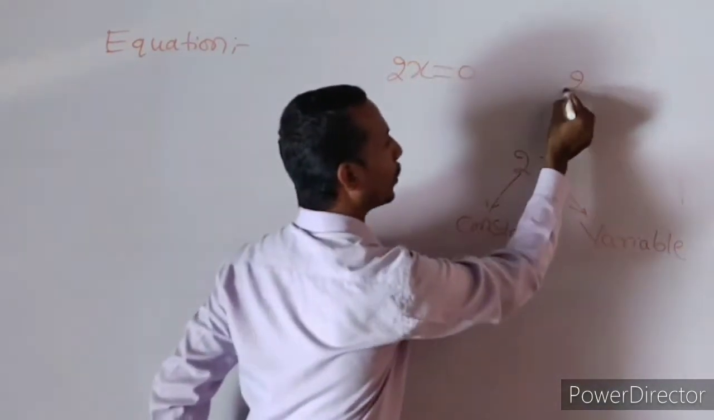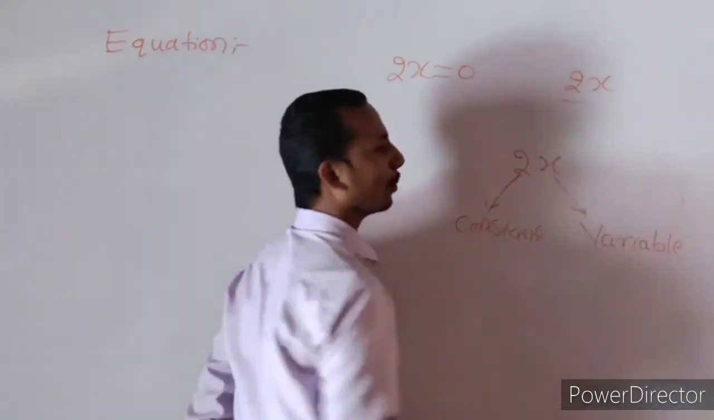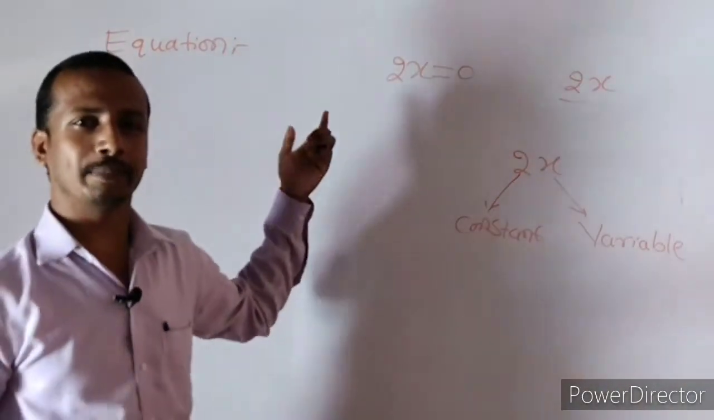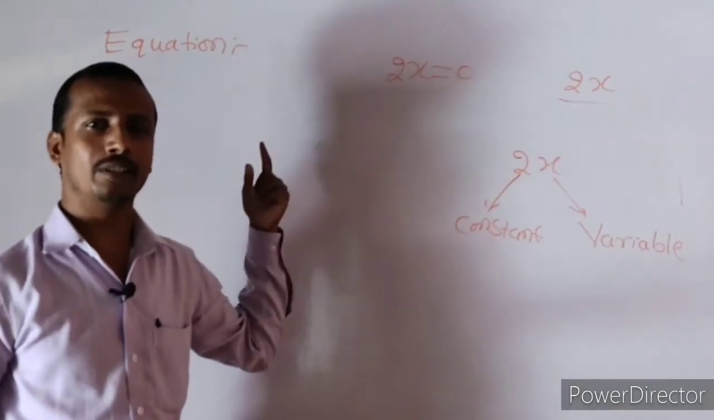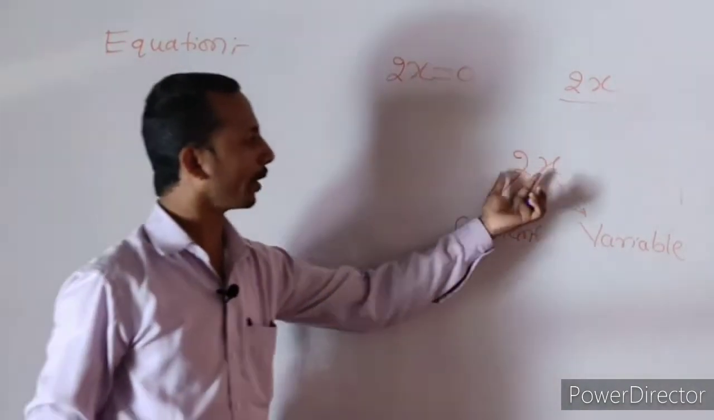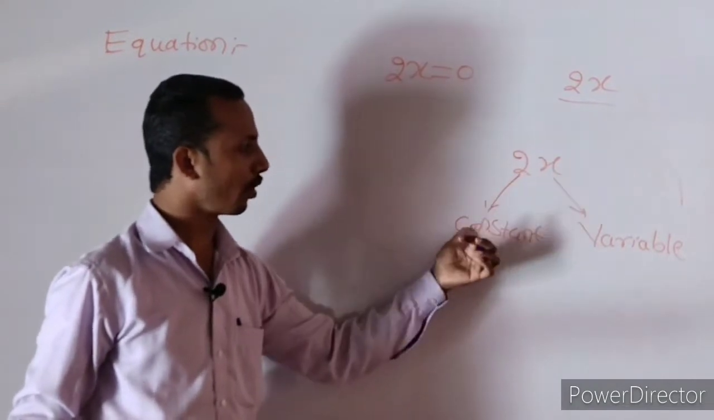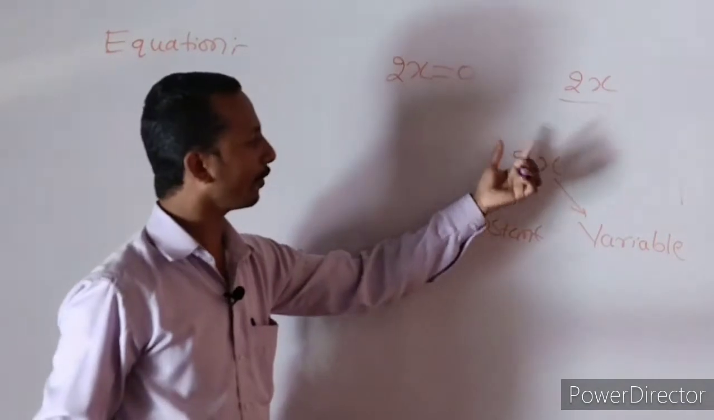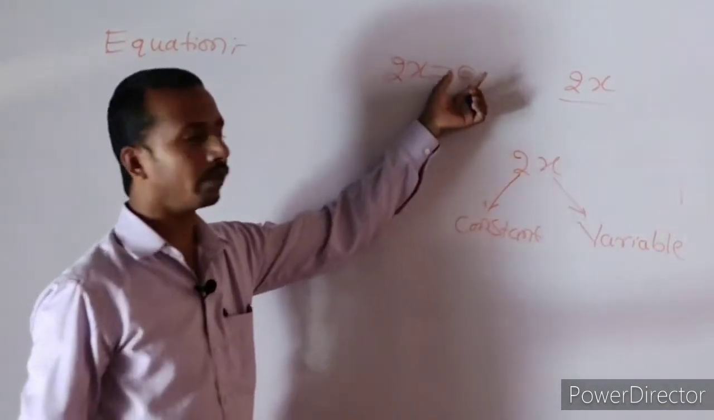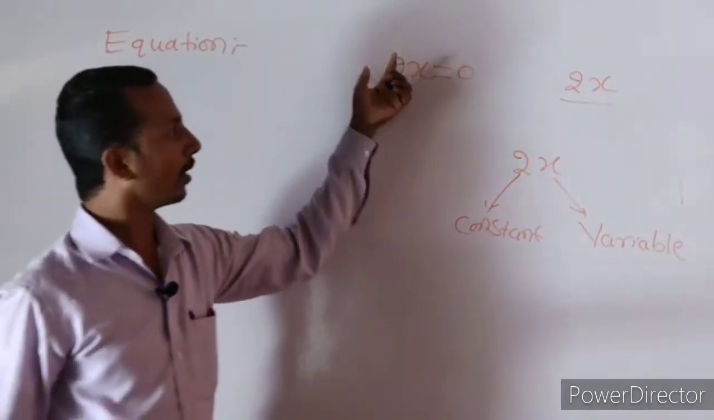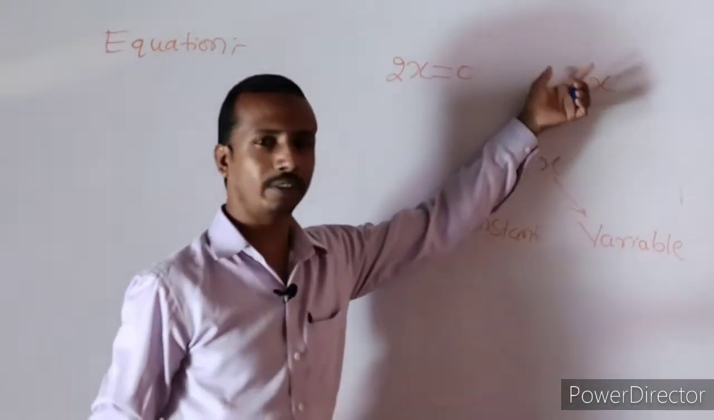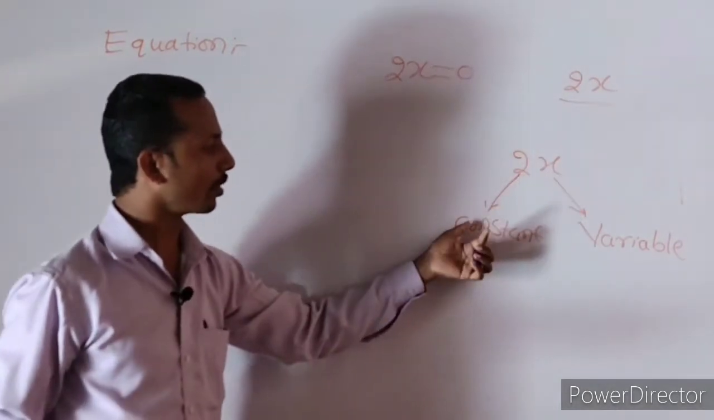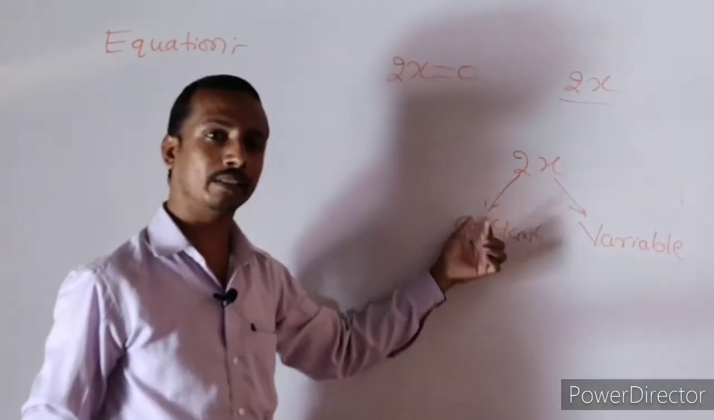If it is only 2x, then it is called a polynomial. An equation means an algebraic expression which has an equal sign. For example, in 2x, 2 is a constant, x is a variable, 2x is a polynomial. If 2x = 0, then it is called an equation. Otherwise, if it is not equal to 0, then it is called a polynomial. In this 2x, 2 is a constant. Constant means it is a fixed value.